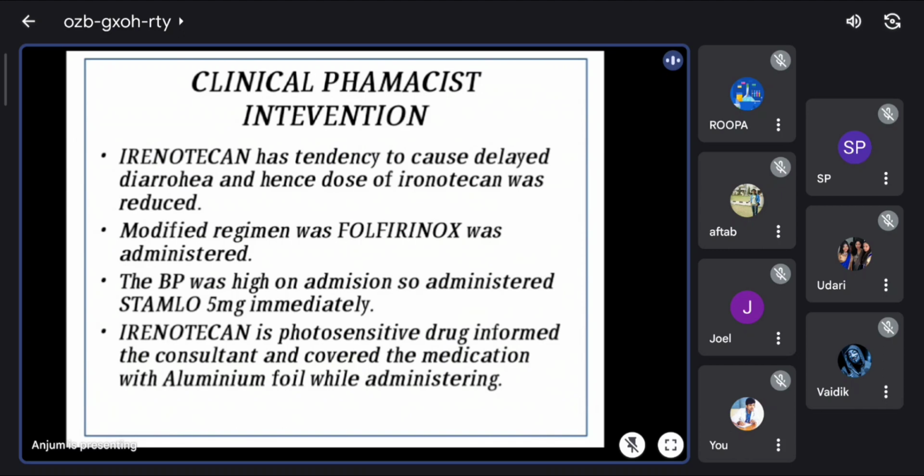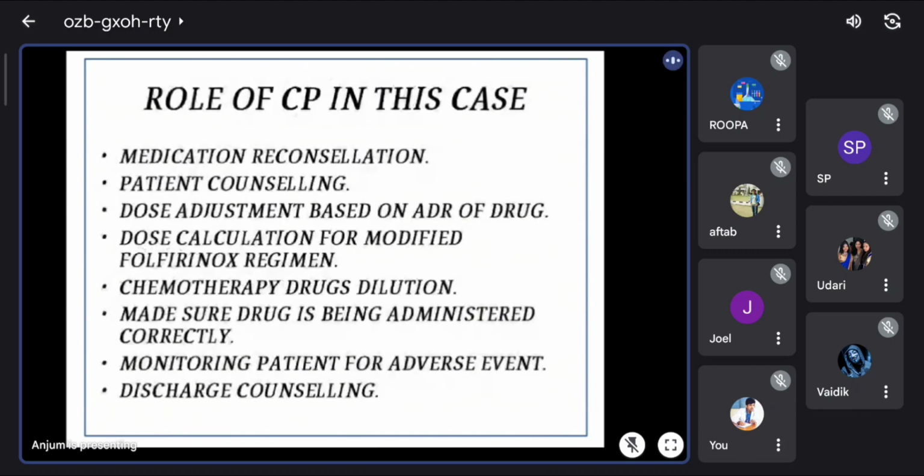So, the role of CP in this case. What I did as a CP in this case was medication reconciliation, where I took the previous medical history of the patient, patient counseling about the condition and the drugs and the ADR which happened, dose adjustment based on ADR of the drug, dose calculations for modified FOLFIRINOX regimen, and chemotherapy drug dilution.